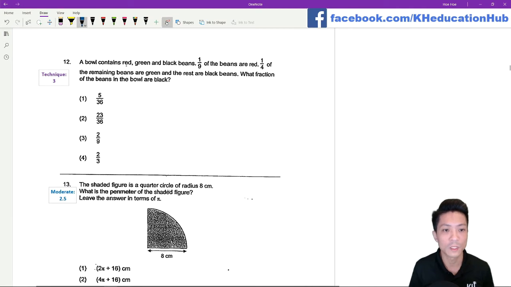Question 12. A bowl contains red, green, and black beans. 1/9 of the beans are red and 1/4 of the remaining beans are green, and the rest are black beans. So what fraction of the beans in the bowl are black? I'm gonna do the fraction way. If 1/9 are red, which means that 8 out of 9 is the remaining, right?